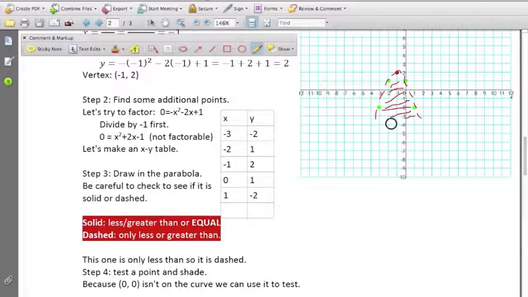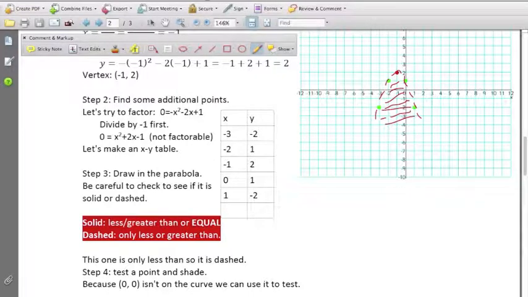This is not a drawing program. Depending on how far down your curve goes, you'd shade all the way underneath your curve. My curve only drew down to that far, so I'm just going to leave it like that. And so you get the general idea. This curve, or this picture, is my solution.